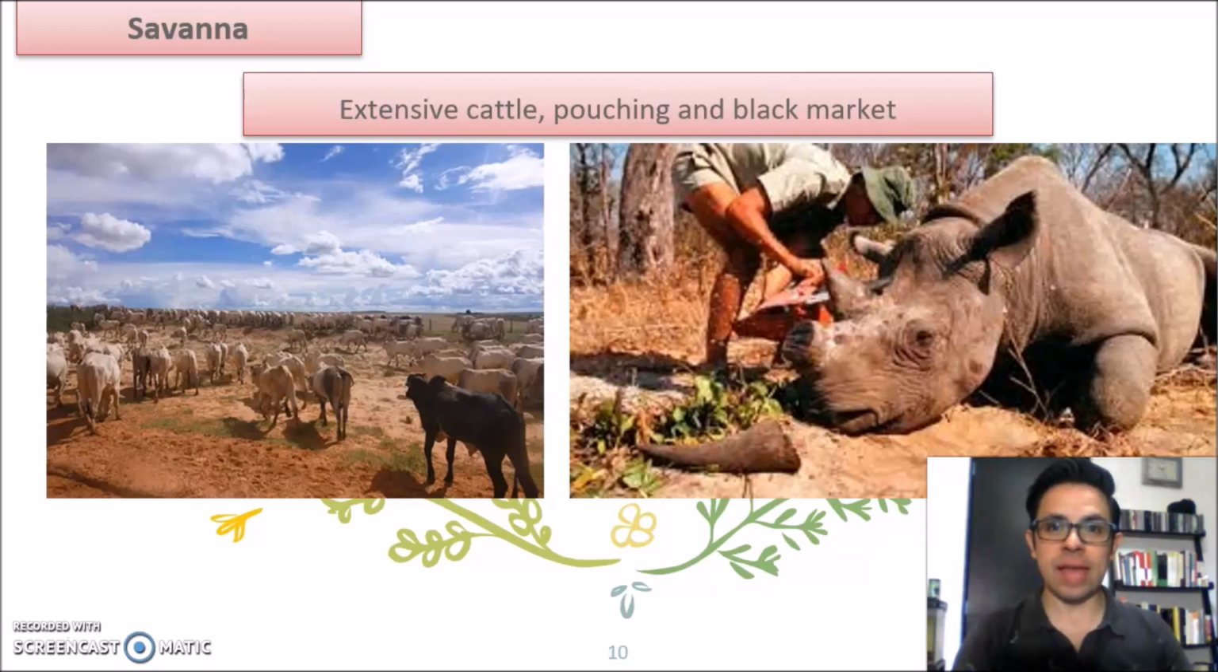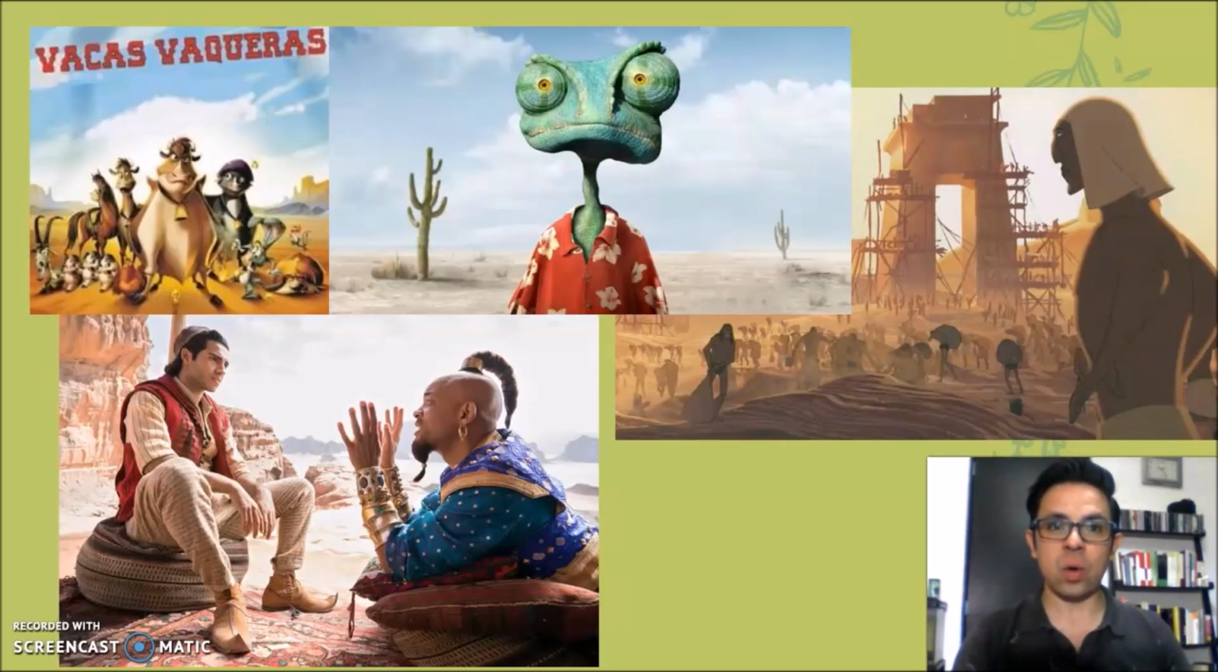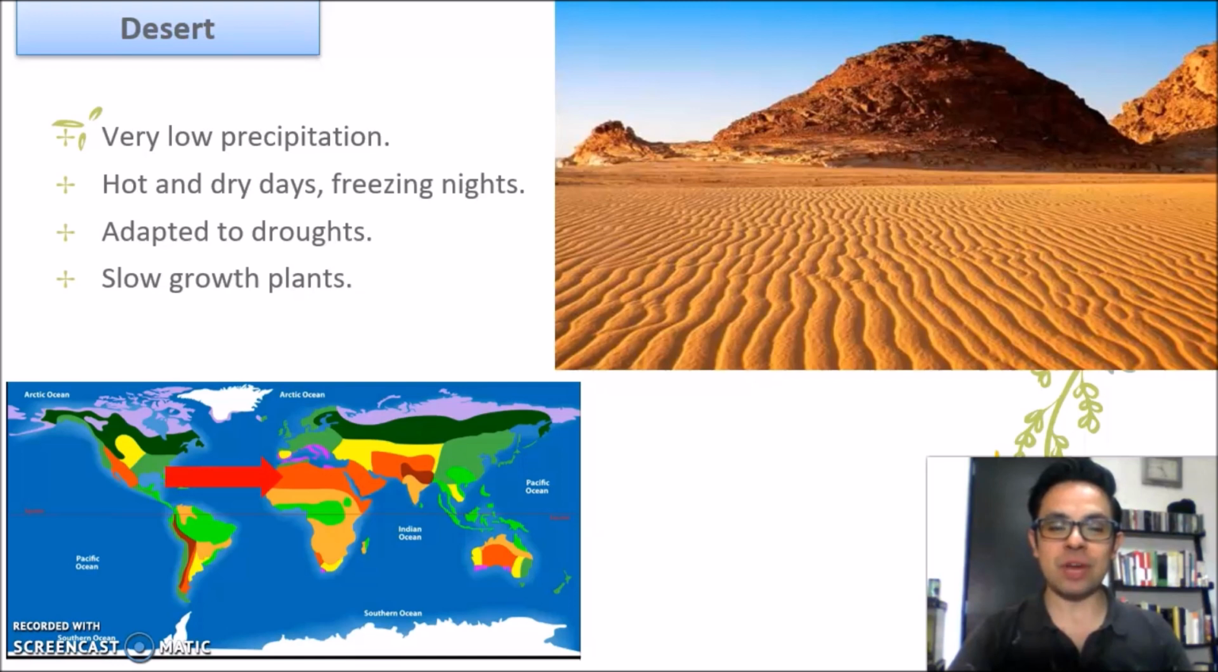If you have seen movies like Home on the Range, Rango, Aladdin, or The Prince of Egypt, then you are very familiar with this place, the desert. This biome is characterized by the lack of precipitation rather than its high temperature, because you need to remember that they may be freezing at night.